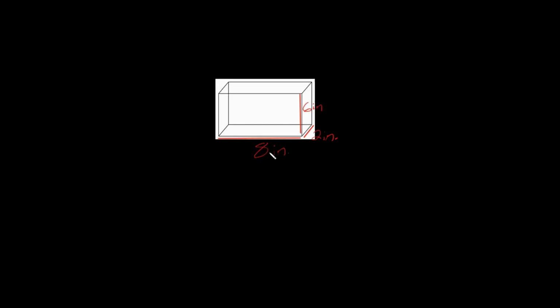Let's see if we can find the volume of this rectangular prism. So we know the length here is 8 inches, the width is 2 inches, and the height or depth is 6 inches. So we're going to use our formula, and I'll write this up here, the length times the width times the height. So our length is 8 inches, our width is 2 inches, and then our height is 6 inches. So we'll just solve this multiplication problem, right?